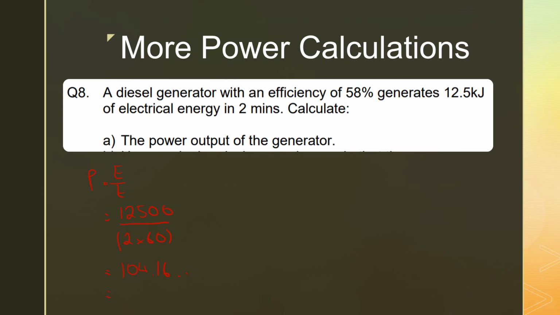So we're going to round that again to 2 sig fig. That's the 2 sig fig, that's the 3, but that's the 1. We don't round to 1, minimum of 2, and so we're going to go for 100 watts. Let's look at the next question on the next slide.